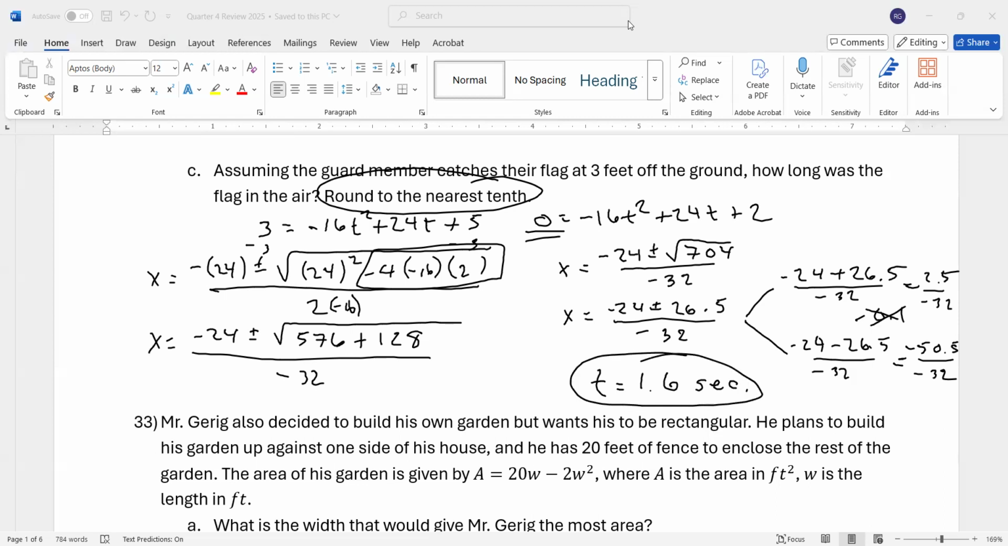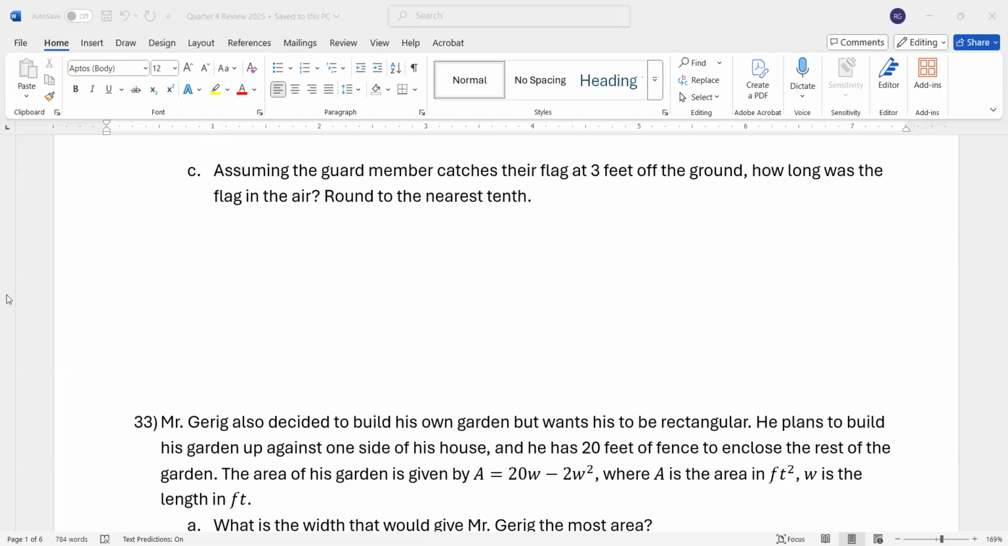Okay. The negative answer doesn't make sense because you can't have negative time. All right. So that's it for that one. Let's look at the last problem on this review.